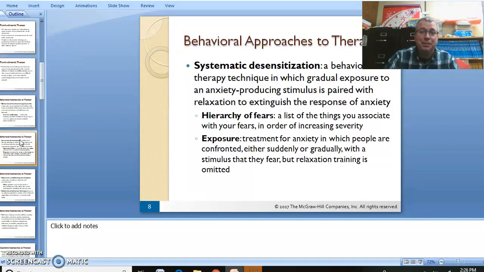Okay? It's an exposure therapy. Whatever you're afraid of, expose yourself to it. If you're afraid of spiders, expose yourself to spiders. If you're afraid of mice, expose yourself to mice.